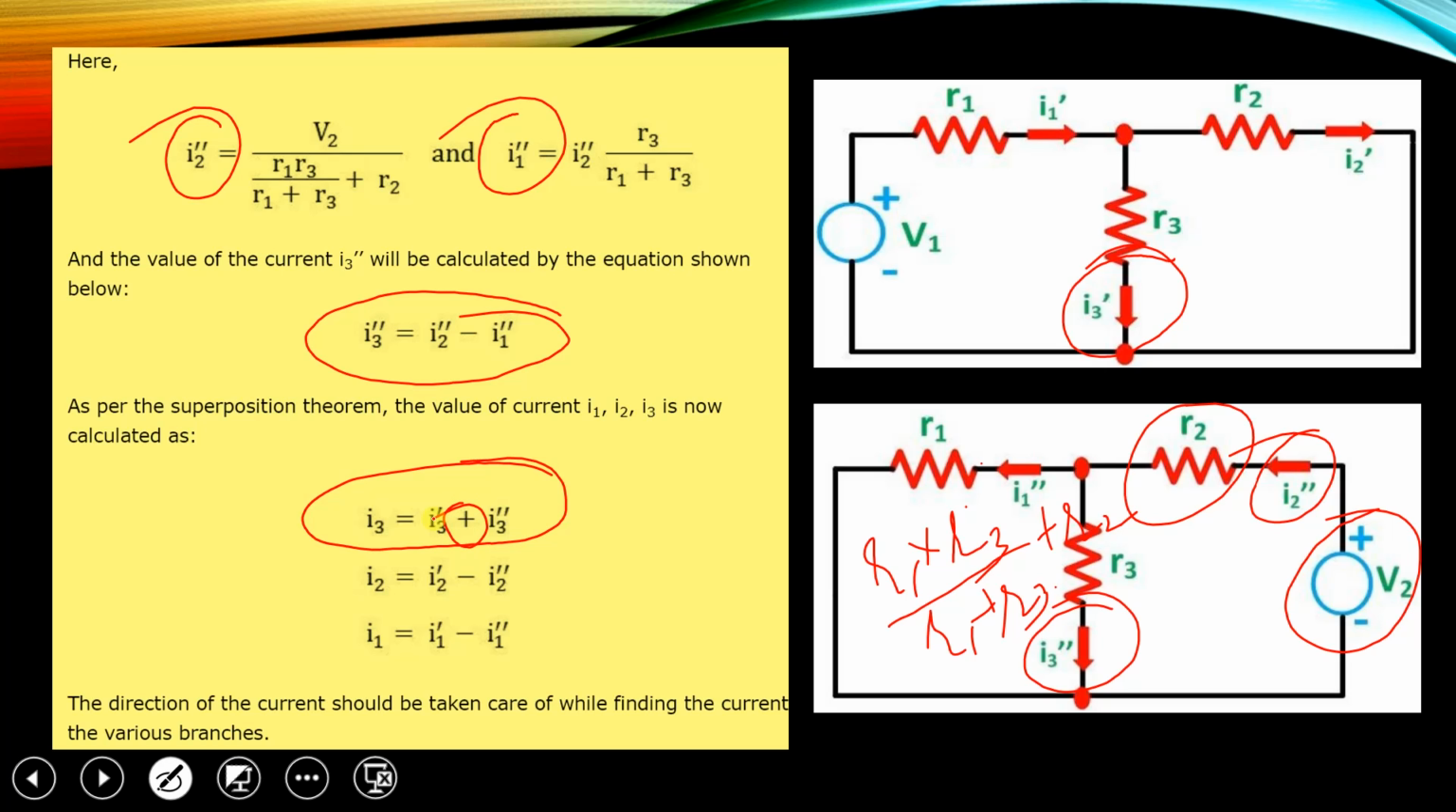Now I2 is the summation of I2 dash and I2 double dash. The I2 dash current is flowing in the direction of the arrow towards the right, and I2 double dash is in the opposite direction, so here we have the negative sign. Similarly, I1 is equal to I1 dash minus I1 double dash, which is also in the opposite direction. The direction of the current should be taken care of while finding the currents in the various branches. This is important.